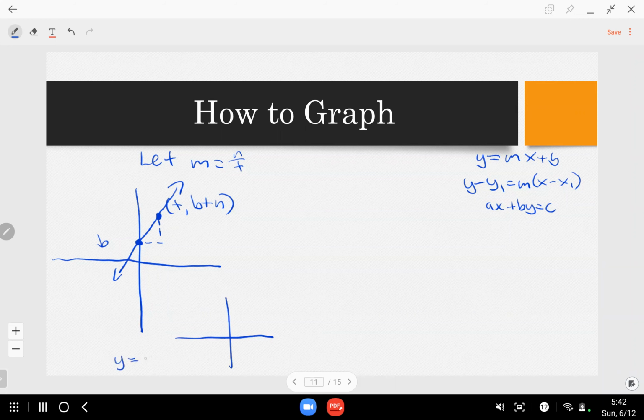Y is equal to 2 over 3 x minus 3. All right, so -3 is our little point here, the y-intercept, right? And then you can use the slope to find another point, right? So let's just add 2, rise, that's the y, and then run. So add 3, right, like this.